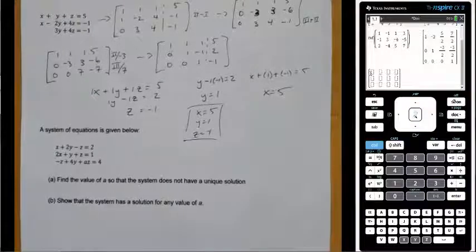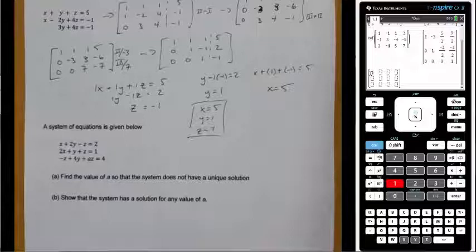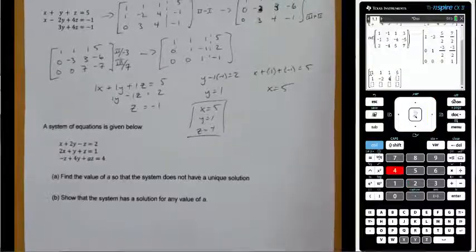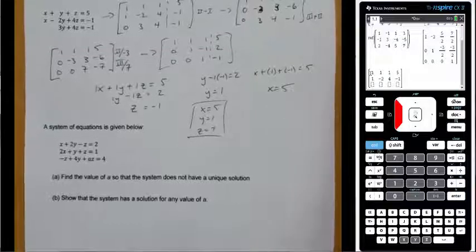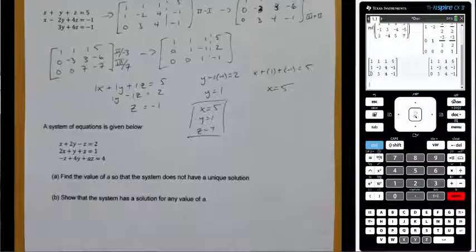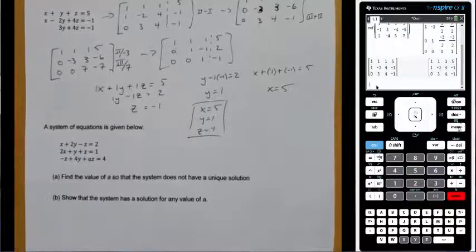And I want the original, which is 1, 1, 1, 5, 1, negative 2, 4, negative 1, 0, 3, 4, negative 1. Okay. This time I'm going to just jump right to the RREF.